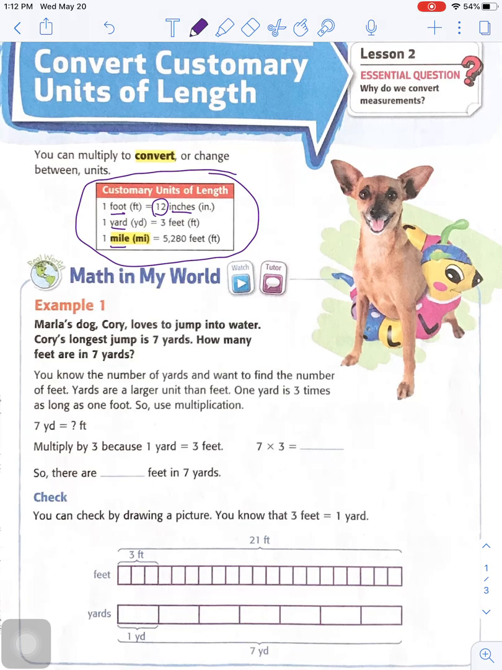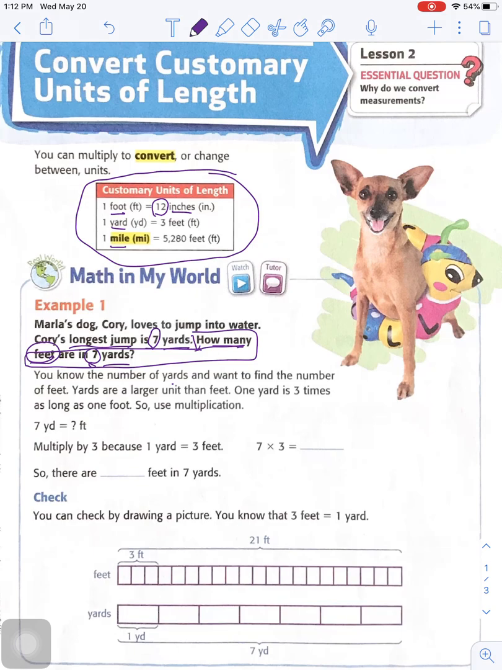It says Marla's dog, Corey, loves to jump in the water. Corey's longest jump is 7 yards. The longest jump, okay? How many feet are in 7 yards? Okay, so we're talking about feet. How many feet are in 7 yards? Okay, so you know the number of yards and want to find the number of feet. Yards are a larger unit than feet, so that means we're going to have more feet than yards.